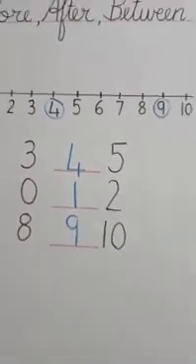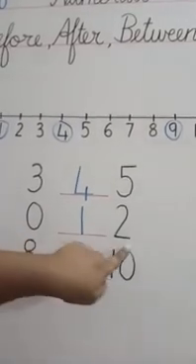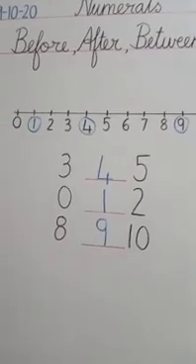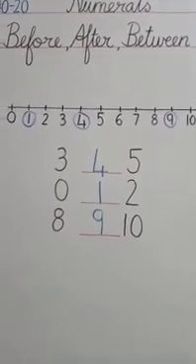Got it, children? So 3, 4, 5, 0, 1, 2, 8, 9 and 10. So this is the concept of before, after and between numbers. I hope you have understood, children.